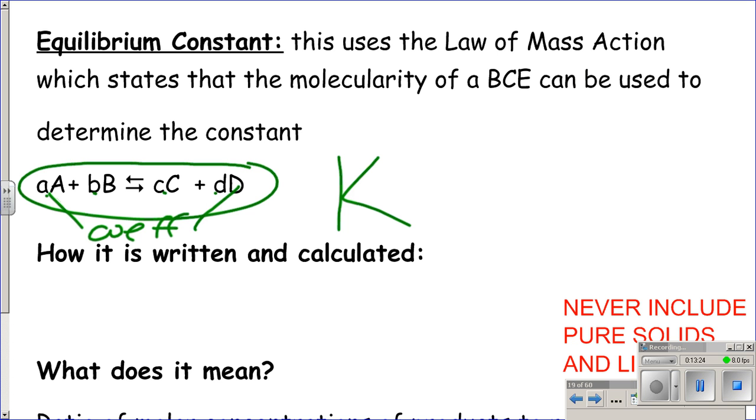It also has a theoretical law behind it, the law of mass action. Nobody knows what the law of mass action is, just know that it's related to the equilibrium constant. It's just a law we have to know.